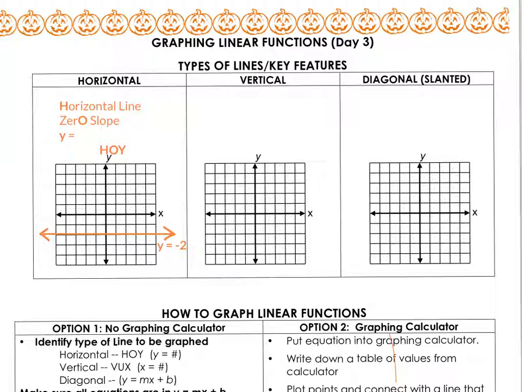The next one is vertical line, and we should always think of the word vux, standing for a vertical line with an undefined slope, always written as x equals. An example would be x equals -2. And again, any vertical line would work for this one.